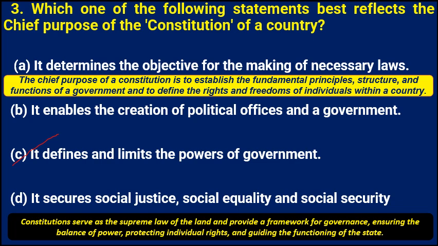The chief purpose of the Constitution is to establish fundamental principles, structure and functions of a government and to define the rights and freedoms of the individual within a country. Constitution serves as the supreme law of the land and provides a framework for governance, ensuring the balance of power, protecting individual rights and guiding the functioning of the states. Constitution protects the state from the arbitrary use of power, totalitarianism and authoritarianism. This is the purpose of the constitution of a country.